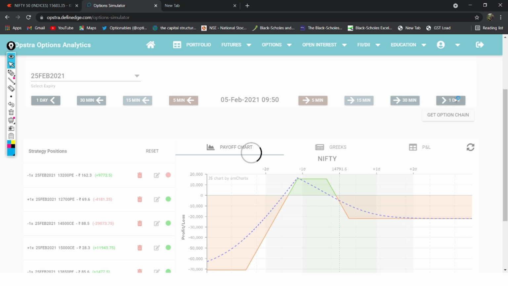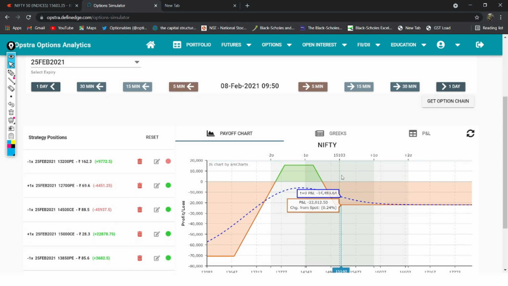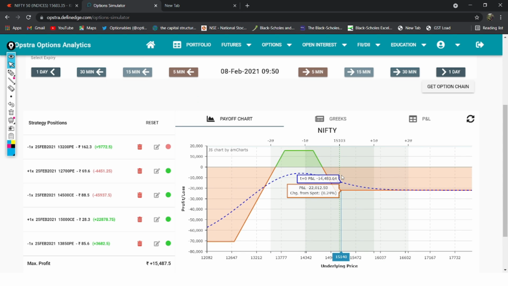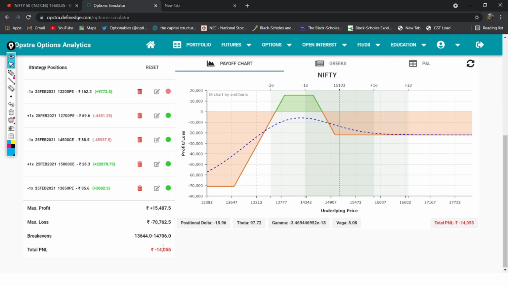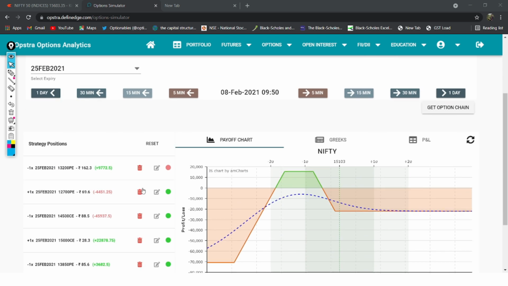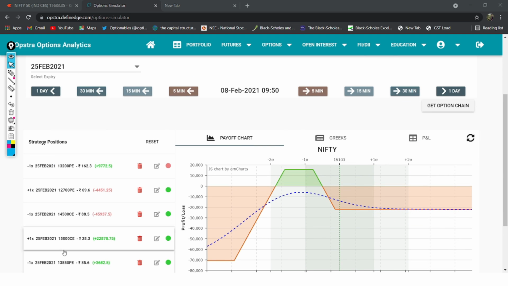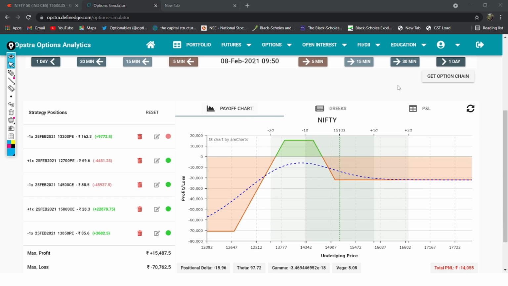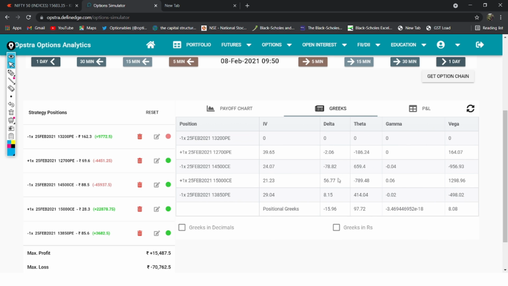The market continues to shoot up, up and up. Now it is at 15,100, which means it is 500 more points higher and we are at a loss of 14,000 rupees, which means what do we do now? The market has moved another 500 points up, which means we have to now exit the other leg and create a short straddle. So we are going to exit this leg at 13,850. We will see what is the price.